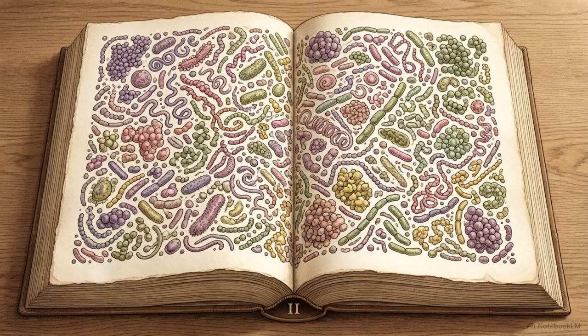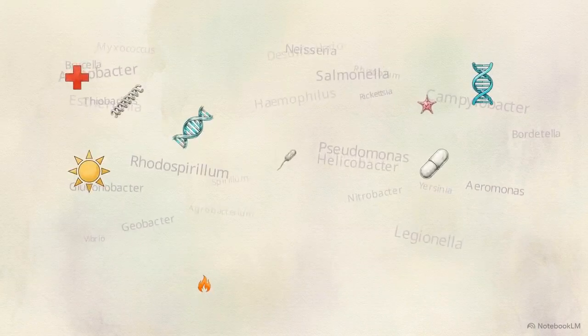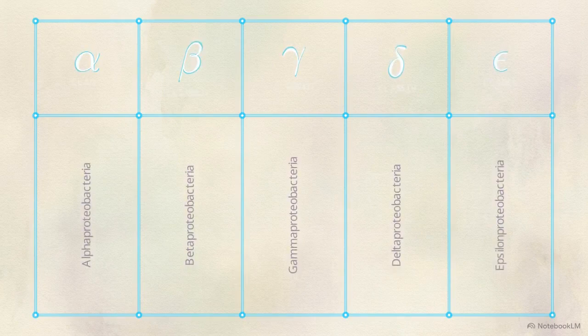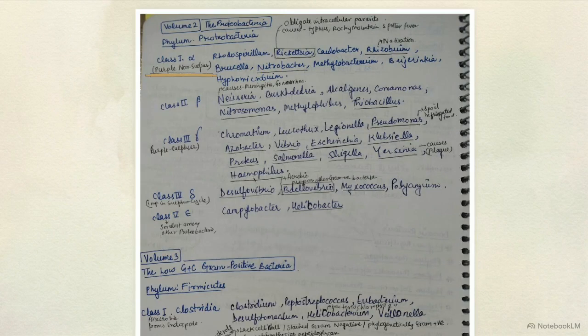Volume 2 contains the proteobacteria. This is the largest, most diverse phylum of gram-negative bacteria in existence. To manage this overwhelming diversity, the phylum is mapped across a clean organizational grid of 5 classes, designated by the Greek letters alpha through epsilon. This page documents that classification, starting with Class 1, the alpha proteobacteria. Here, Rickettsia is characterized as an obligate intracellular parasite.